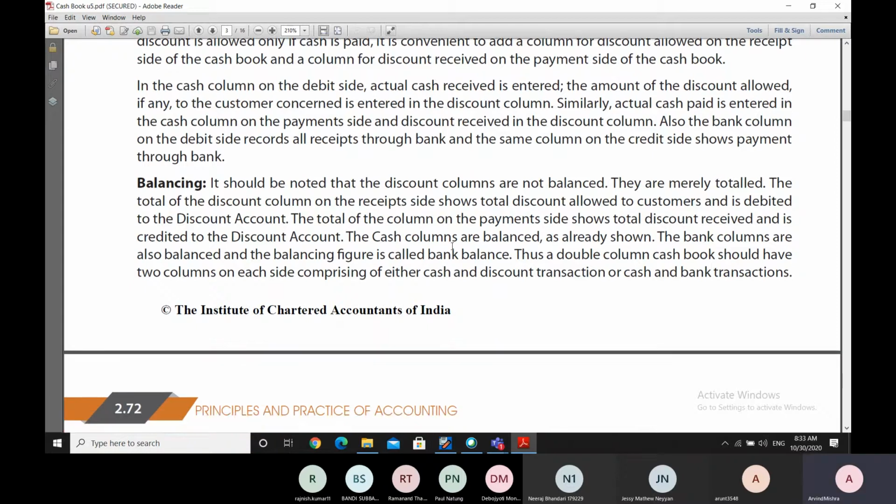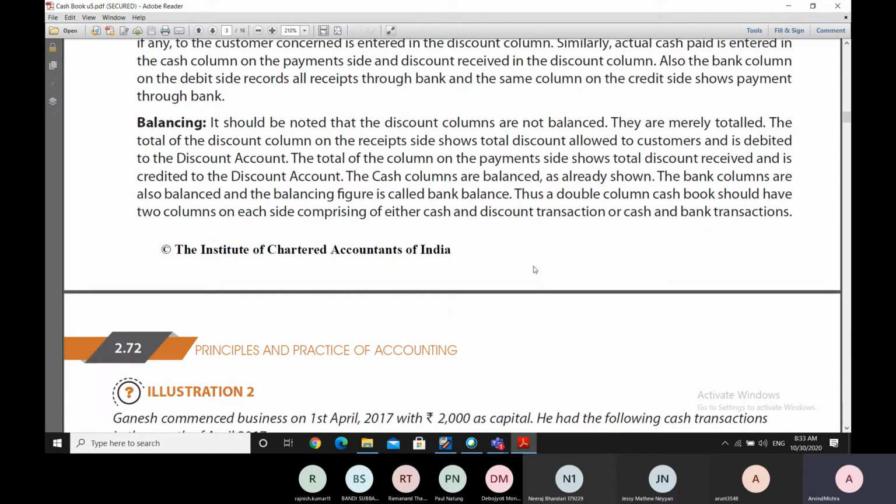The cash columns are, of course, balanced, as we have already seen. And similarly, the bank columns are also balanced, and the balancing figure, the difference between the two sides, is called the bank balance. So if you have a double column cash book, it should have two columns on each side comprising cash and discount transactions, or otherwise cash and bank transactions.